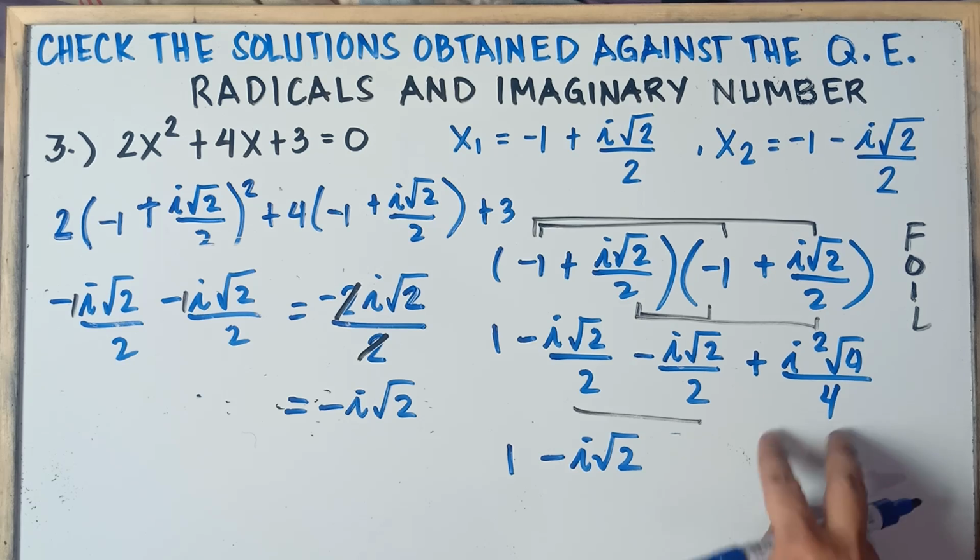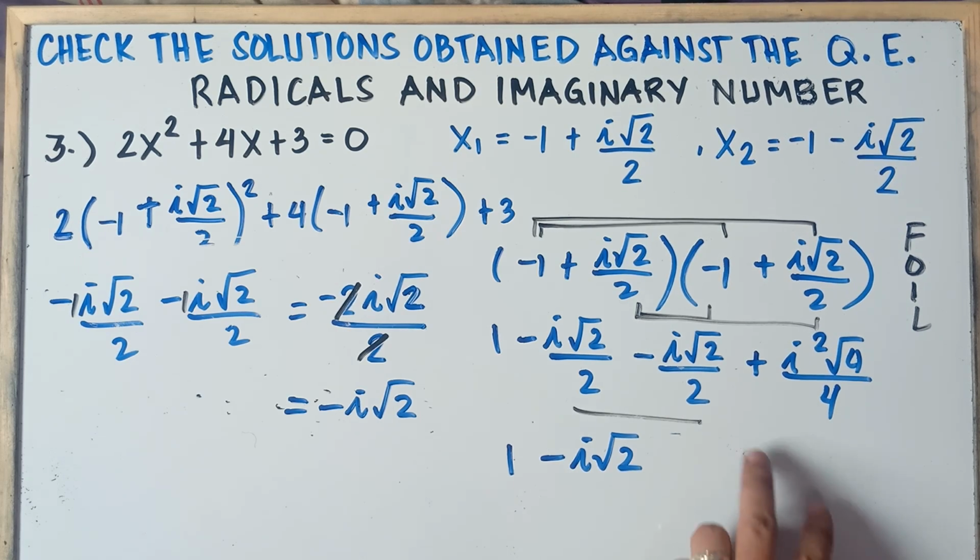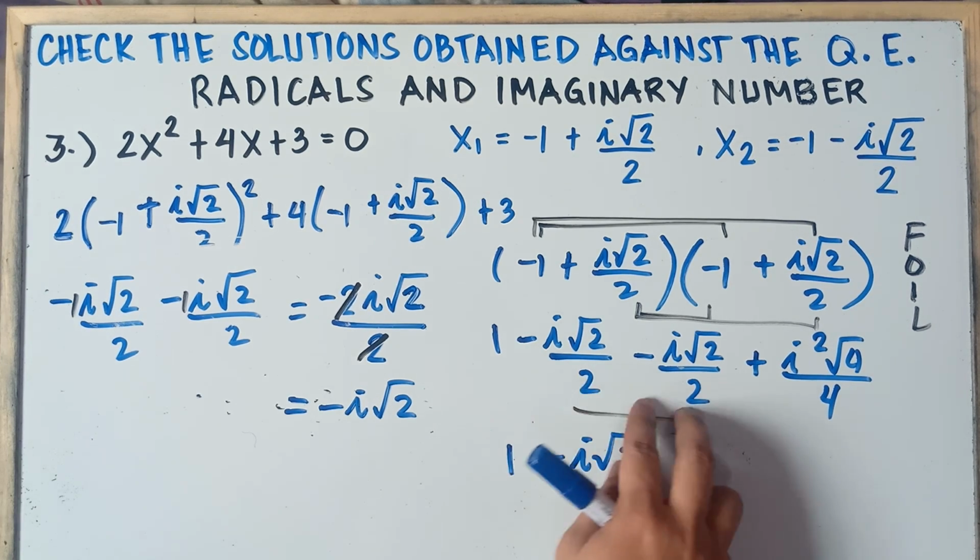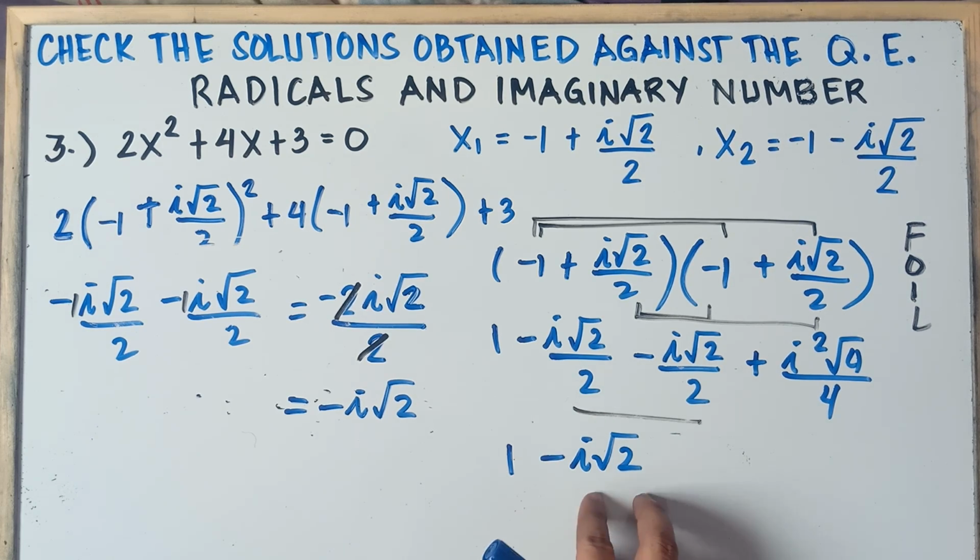Alright, so we simplify this one. Can we simplify? Yep, we can simplify this one. Once again, class, the answer when we combine this one, that's negative i square root of 2.